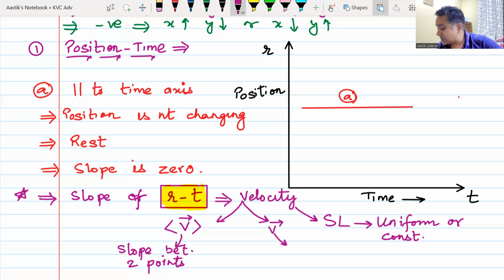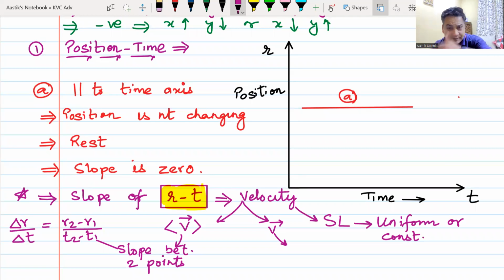Then how will I get the instantaneous velocity? Now, to get the average velocity, I want to find the slope. So it will be R2 minus R1 divided by T2 minus T1. R2 is the final position, R1 is the initial position, T2 is the final time, T1 is the initial time. I can write it as delta R by delta T. Everyone understand this? Yes or no?